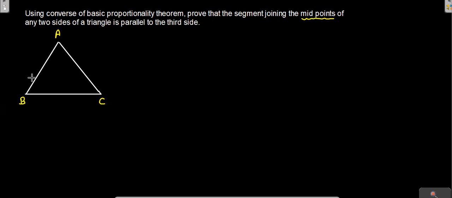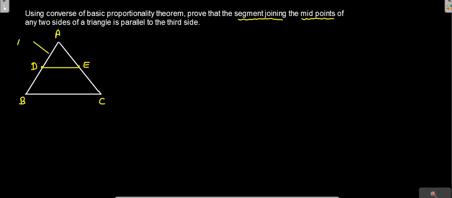So let us take the line AB. The middle point will be roughly somewhere here, right? And the middle point of AC will be somewhere here roughly. Those are the midpoints. Let us name this midpoint D and this one E. What is it saying? The segment joining the midpoints. So let us join those two points. This becomes a line segment DE joining the midpoints of two sides.